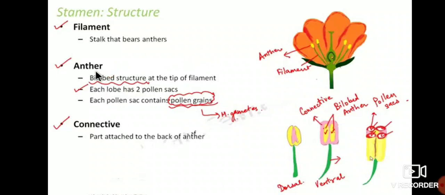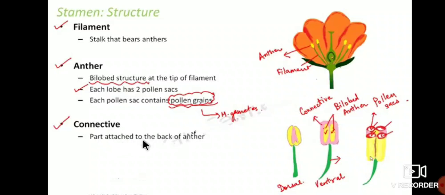So what is the work of this anther, or what this will contain? Below structure at the tip of filament. Each lobe has two pollen sacs, and each pollen sac contains pollen grains. Here will be there notes here. These are the pollen sacs. Sacs, we call as bag, right? What is inside this? Pollen grains are there.